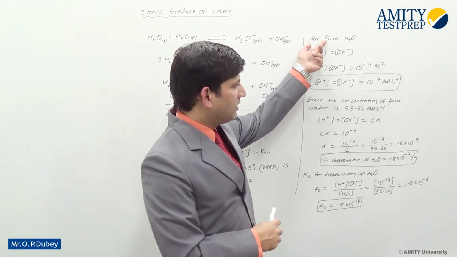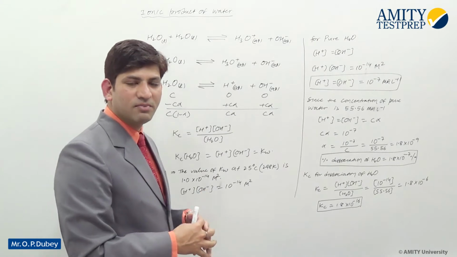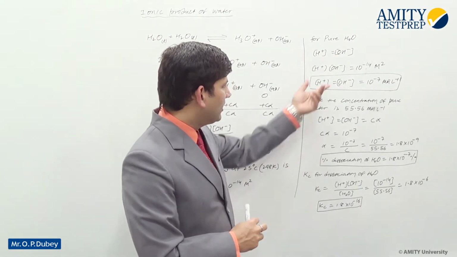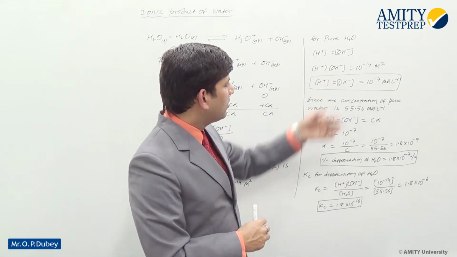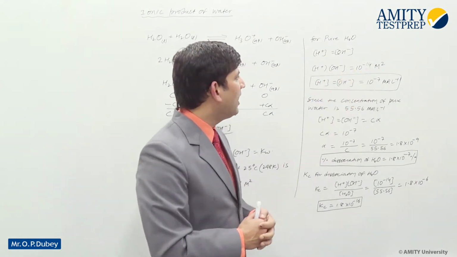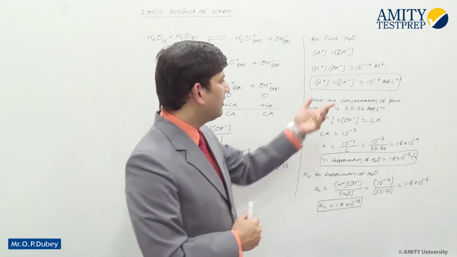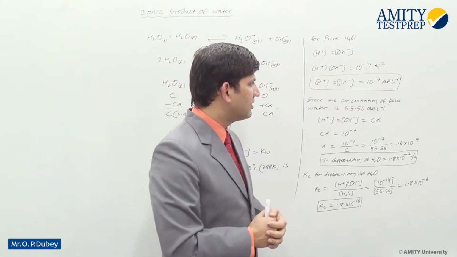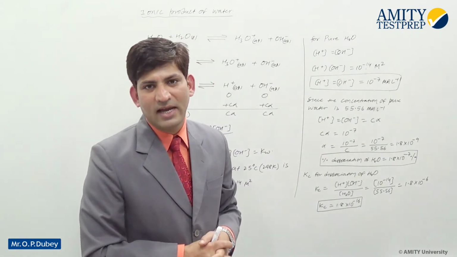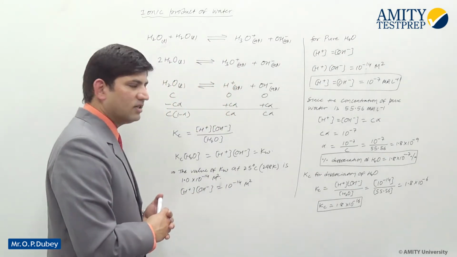In the case of pure water, the H plus ion concentration and the OH minus ion concentration are equal. As we know, the product of the concentrations of H plus ion and OH minus ion is 10 to the power minus 14, and if the concentrations of H plus and OH minus are equal, then each is equal to 10 raised to the power minus 7 moles per liter. That means in pure water the concentration of H plus ion and OH minus ion is 10 raised to the power minus 7 moles per liter.